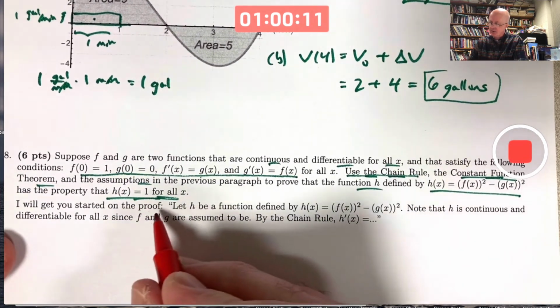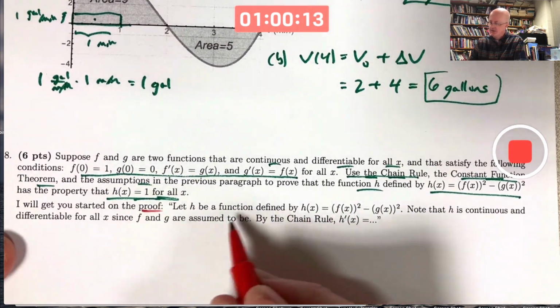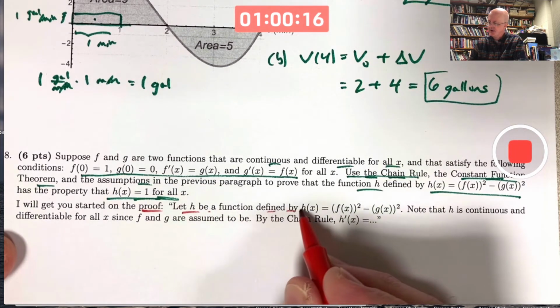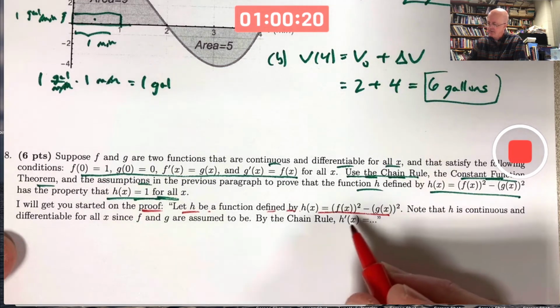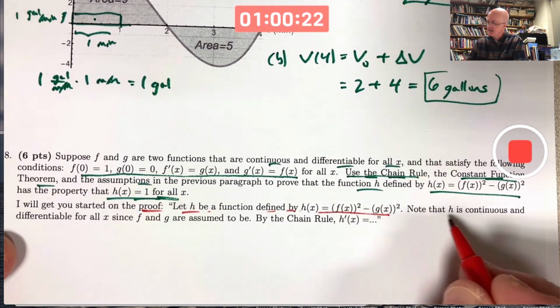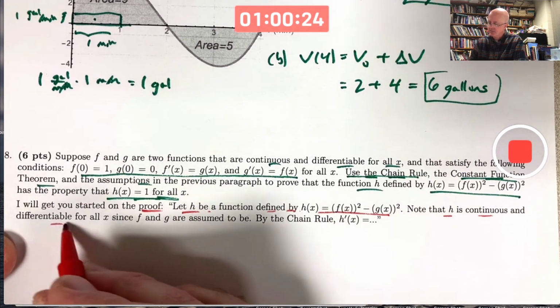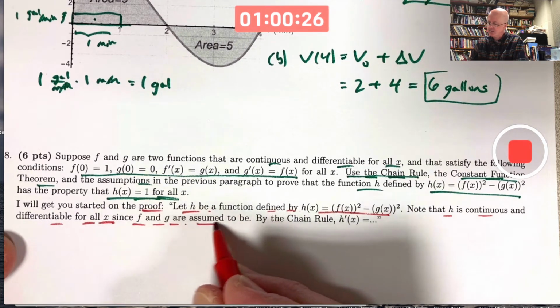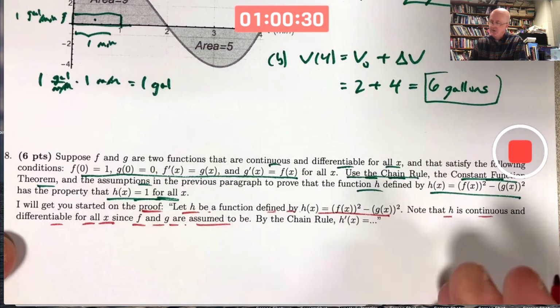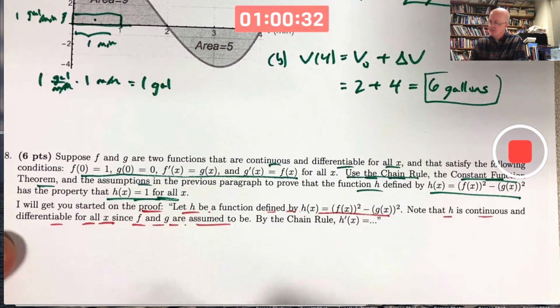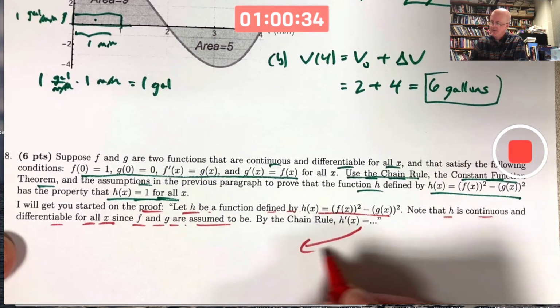How do you start a proof? Well, a proof should be written in complete sentences, so I'm starting them off here. Let h be a function defined by this formula. That's the first sentence. You can have symbols and equations in sentences. Note h is continuous and differentiable for all x since f and g are assumed to be. Okay? By the chain rule. I'm trying to use the constant function theorem. I'm trying to get the derivative here. Let's go ahead and finish the proof here.